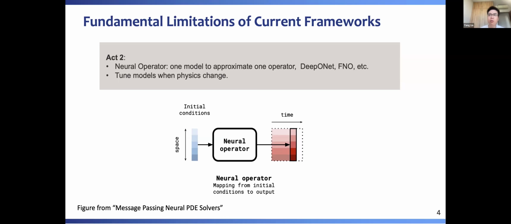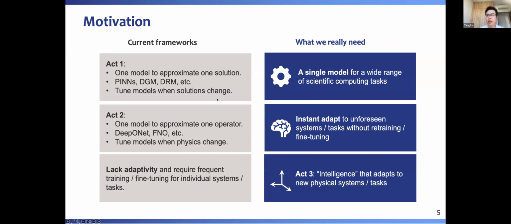However, the question is, what if this dynamic changes? What if the physics change? We still have to tune the model again, because here we are using one model to approximate one operator. If the operator changes, the model still needs to change. So in conclusion, the current frameworks, using one model to approximate one solution or one operator, basically lack adaptivity and require frequent retraining or fine-tuning for individual systems or tasks.